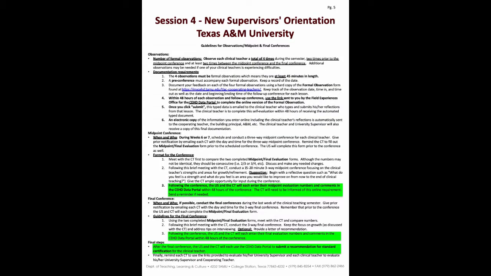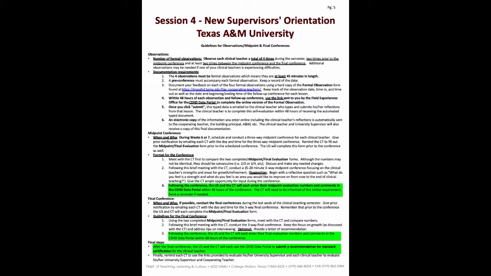The next slide is entitled Guidelines for Observations, Midpoint, and Final Conferences. Find your copy of this miscellaneous handout. Again, it is entitled Guidelines for Observations, Midpoint, and Final Conferences. The basics of what you need to remember about observations, including TEA requirements, and midpoint and final conferences are all summarized on this one page.